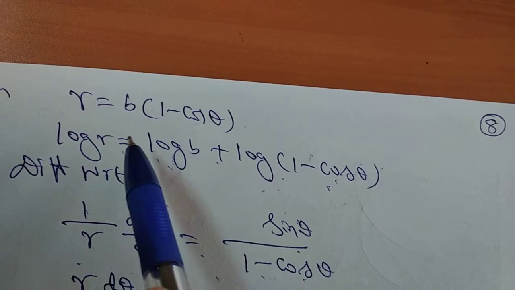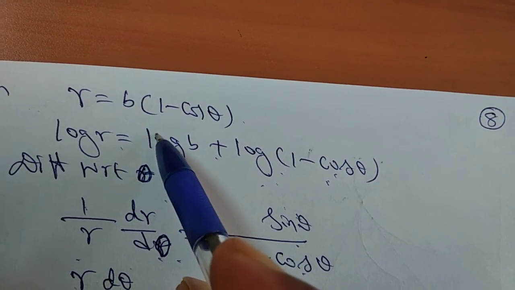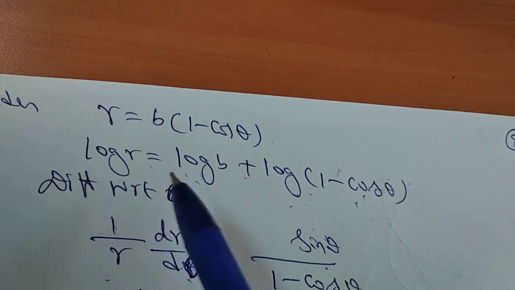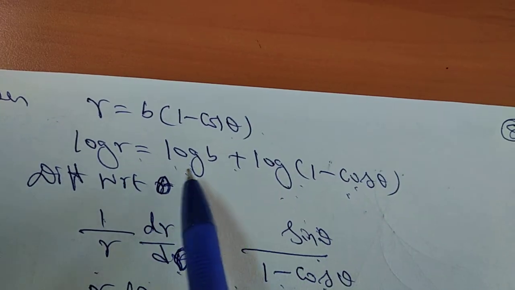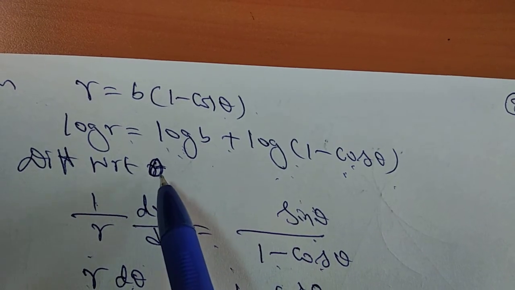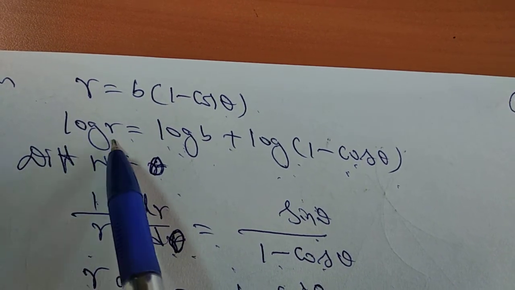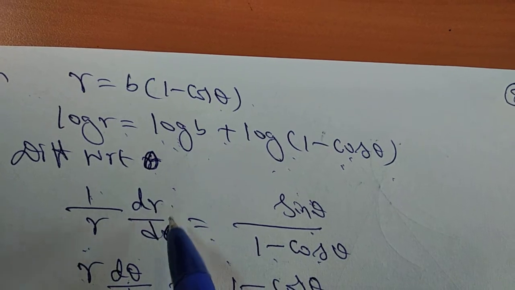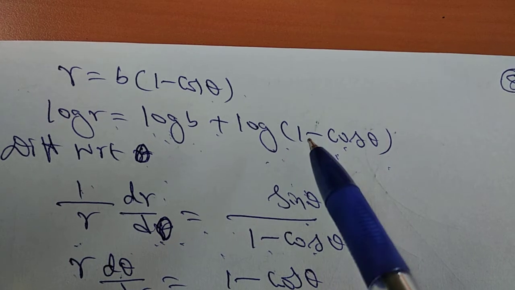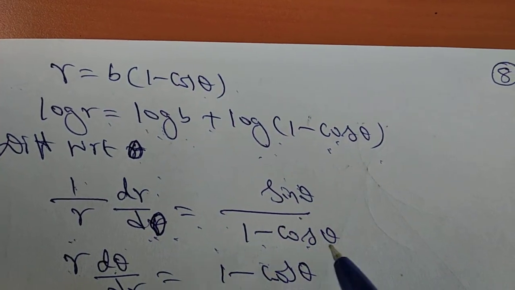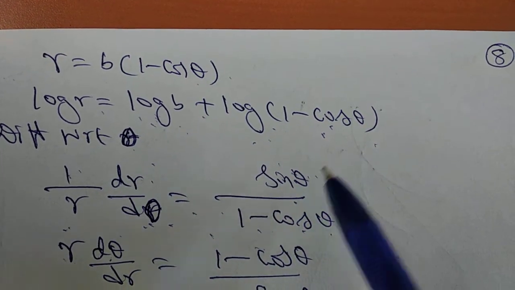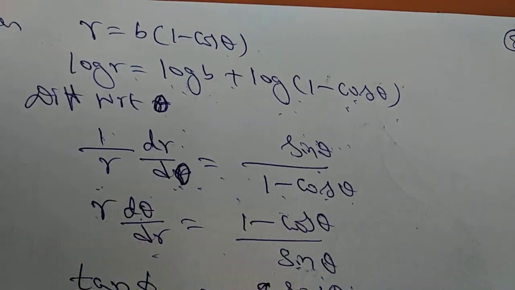Next curve. So r is equal to b into 1 minus cos theta. So here also you have to find out the psi 2. So take log on both sides. So log r is equal to log b plus log of 1 minus cos theta. So differentiate with respect to theta. So log r differentiation 1 by r dr by d theta. So b is a constant, log b is a constant, that becomes 0. So log differentiation 1 over 1 minus cos theta, and differentiation of 1 is 0, minus cos theta becomes plus sin theta. So now you take reciprocal on both sides.